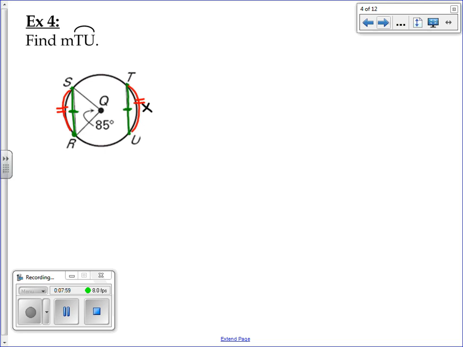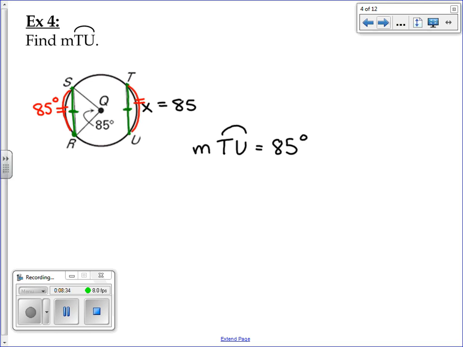So we can just figure out the measure of arc SR, then we automatically know the measure of arc TU. How do you guys think we'll find the measure of arc SR? We have that central angle. So whatever the central angle is, that is going to be the measure of the arc as well. So this is 85. So we automatically know x will also be 85 degrees. So the measure of arc TU is 85.